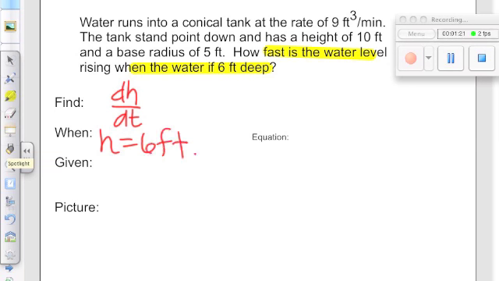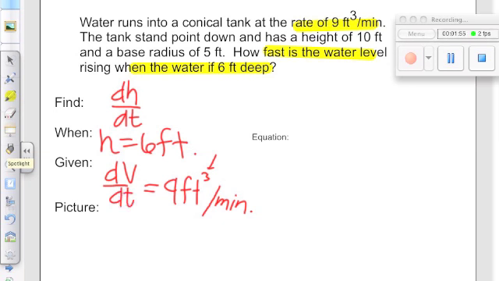Given, what's my given? My given is this rate right here. So if you notice, our givens are always these rates. Since it's a rate, and it's 9 feet cubed per minute, what measures in cubes? This should give you a hint. Good. It's our dV/dt. Our volume is changing at this rate.